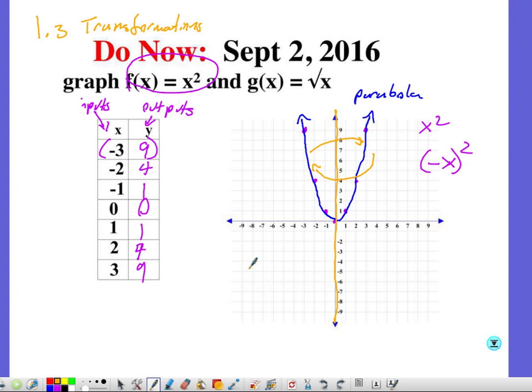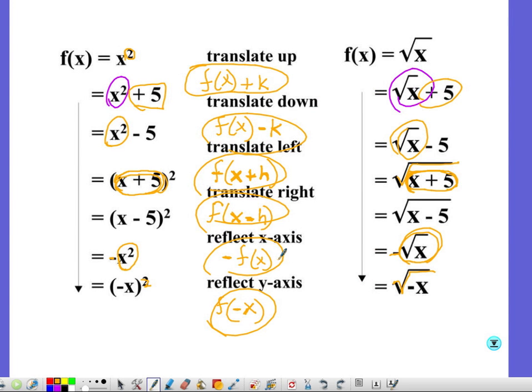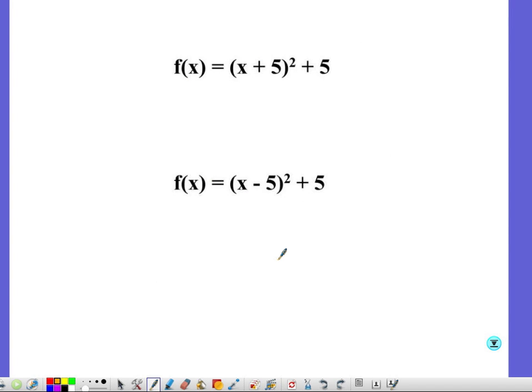Now, notice that we can actually take our parabola and translate it up and move it to the left. So we can take our function and not just move it up and down or just left and right. We can move it up and move it right, or move it down and move it left. So we can use a combination of these transformations in order to move it anywhere on the xy plane. So take a look at this first one.